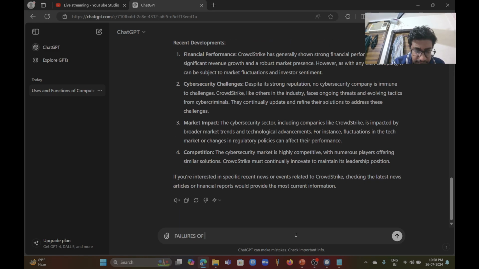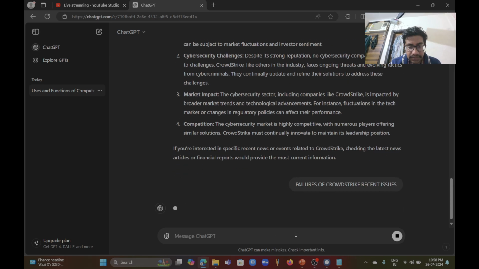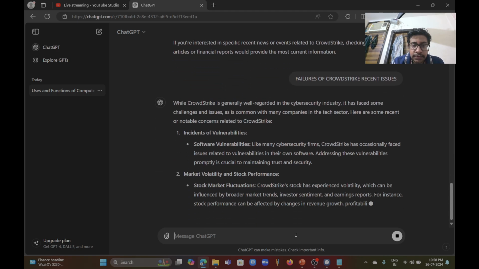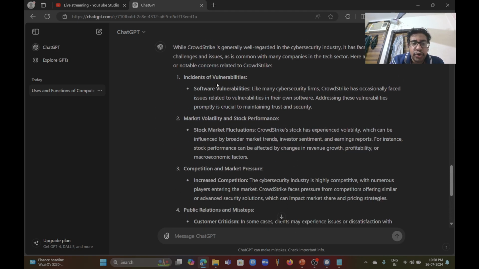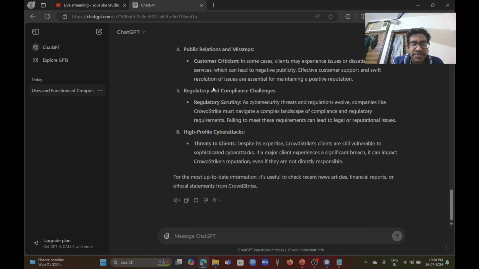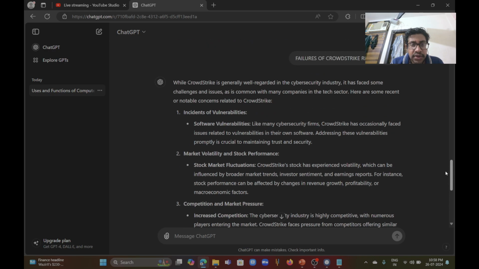CrowdStrike recent issues. See: incident vulnerabilities, market violations, stock performance, competition and market pressures, public profile and missteps, and regulatory and compliance issues, and high-profile cyber attacks. This is the incident and software issues. CrowdStrike has faced issues related to vulnerabilities. They own software addressing these vulnerabilities, which is crucial for maintaining trust and security. Like this, you can use ChatGPT.